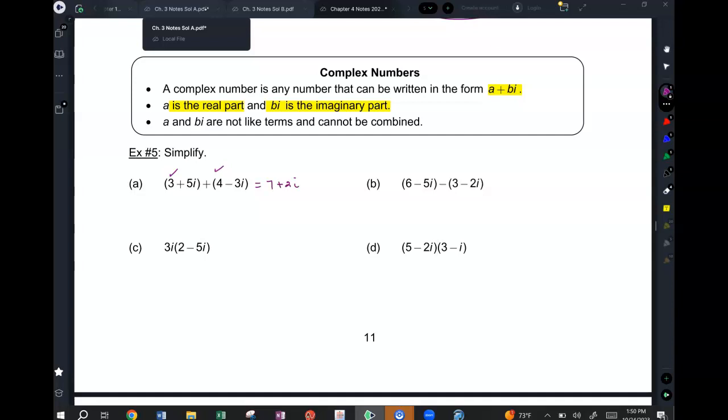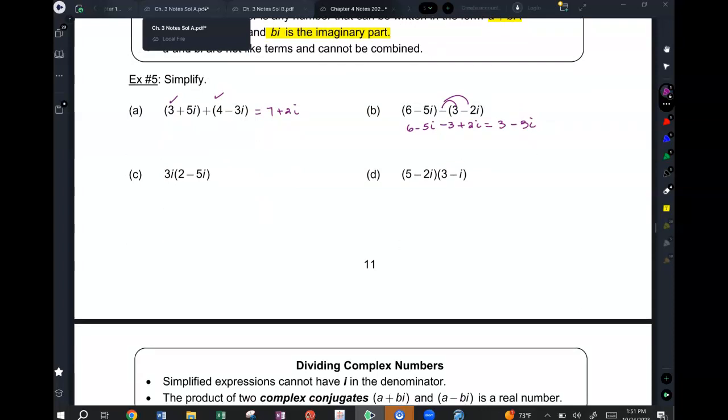Okay? Here, distribute. 6 minus 5i minus 3 plus 2i. So 6 minus 3 is 3, minus 3i. That's it. Questions? Okay.